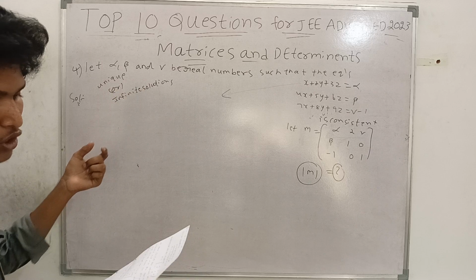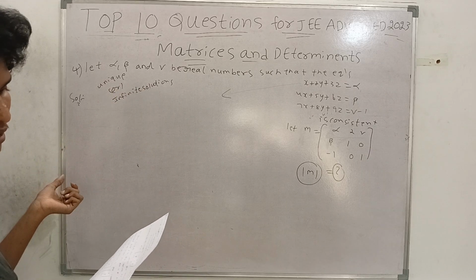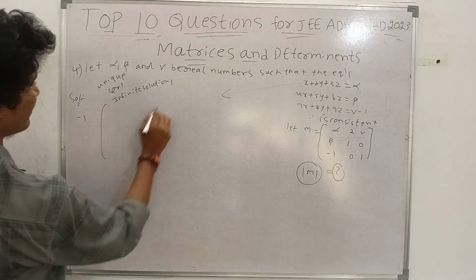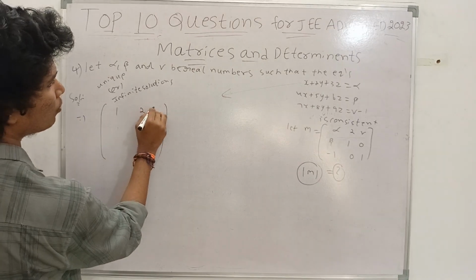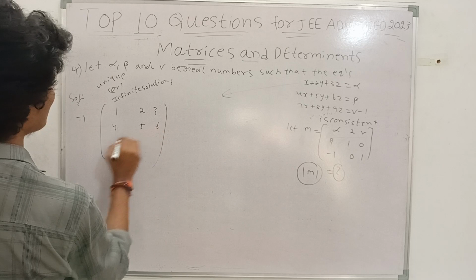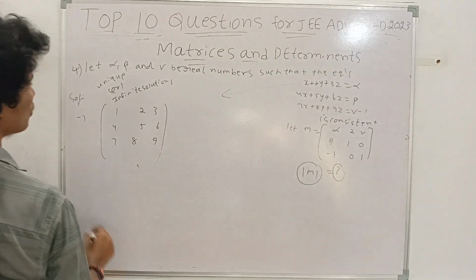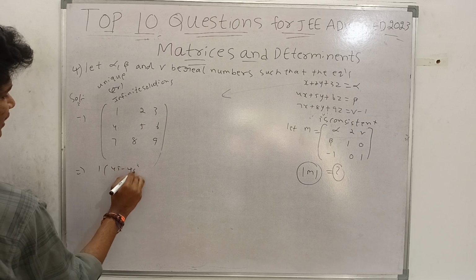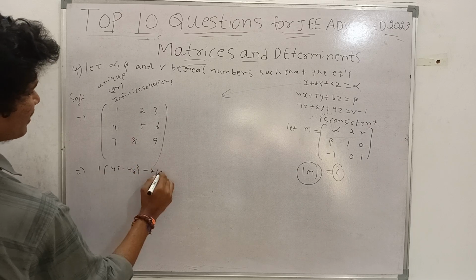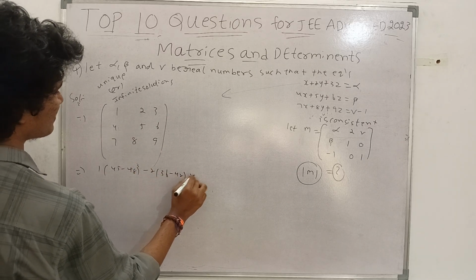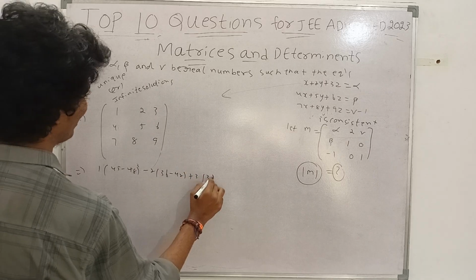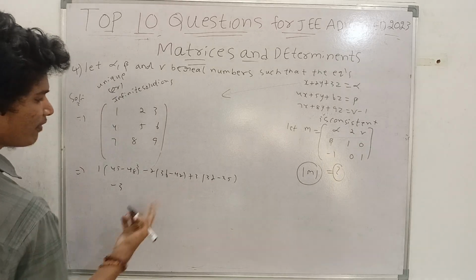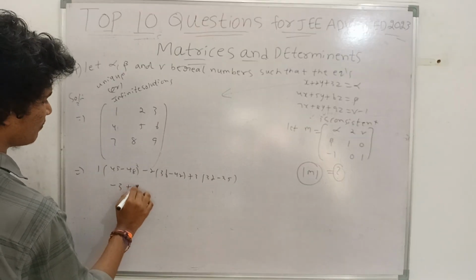Whether they have unique solutions or not. So now we are going to consider the matrix 1, 2, 3, 4, 5, 6, 7, 8, 9. When you solve this determinant, 1 into 45 minus 48, minus 2 into 36 minus 42, plus 3 into 32 minus 35. Here it will be minus 3. Here it will be minus 6 plus 12.